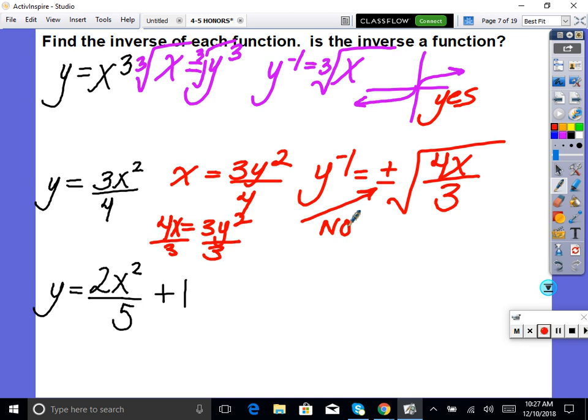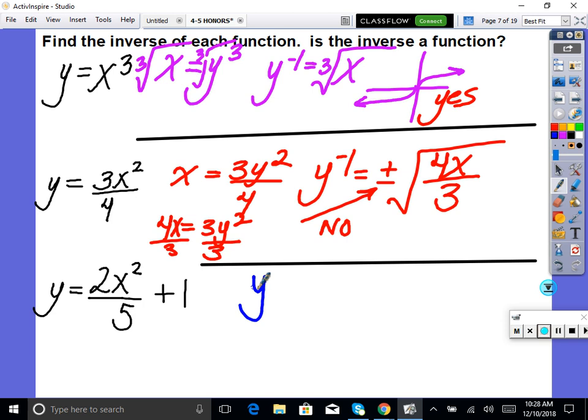Make sure you're good. Find the inverse of that. And then is the inverse a function? Go. The bottom one. And then I'll just have you tell me the answer. Plus or minus the square root of 5x minus 5 over 2.